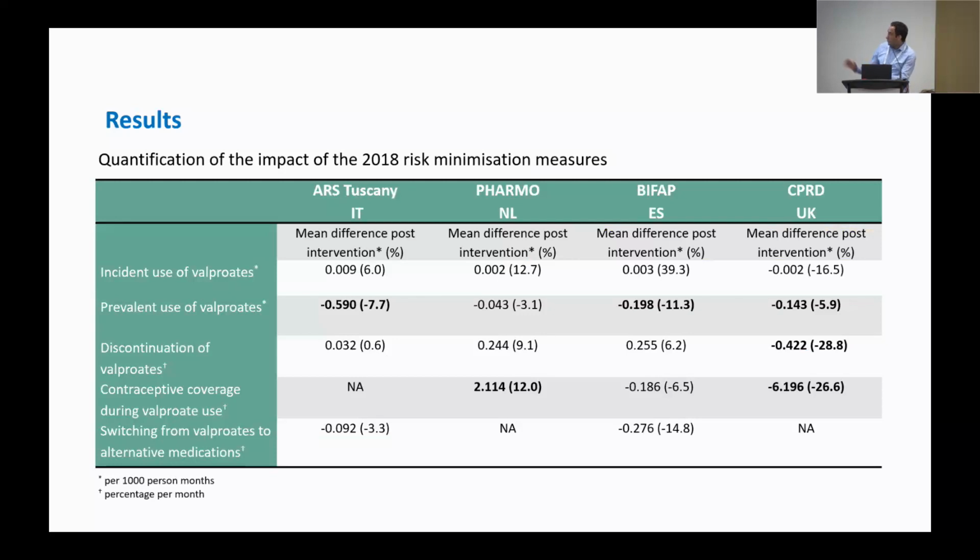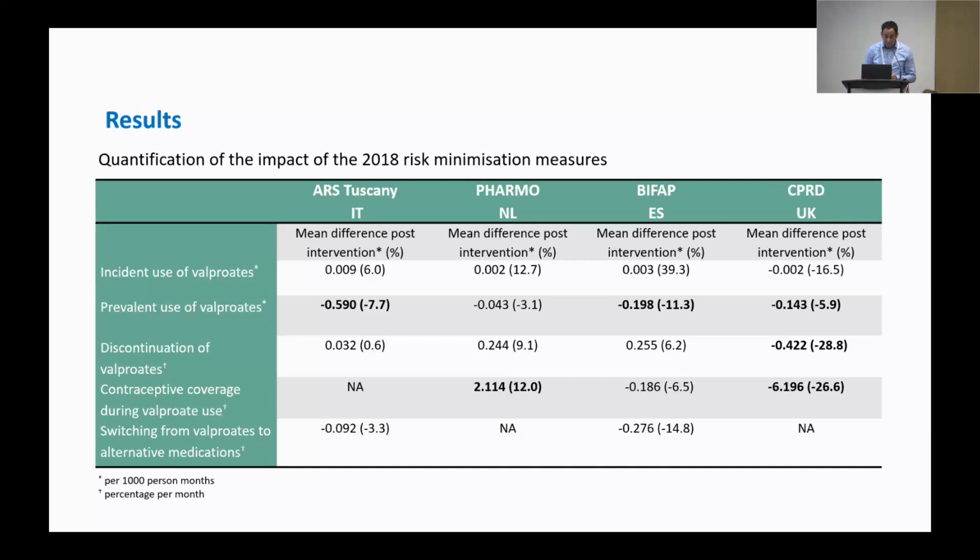This is the quantification of the impact of the 2018 risk minimization measures. So I tried to summarize everything here in terms of the mean difference post-intervention compared to the counterfactual values had the intervention not occurred. And in parentheses, you also see the percentages. So here, you see we had a 7.7% decrease of prevalent use, a significant decrease in Ars Toscana, also significant decreases in BFOP and CPRD.